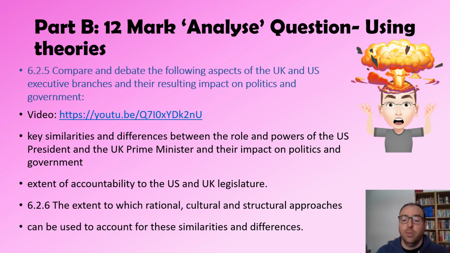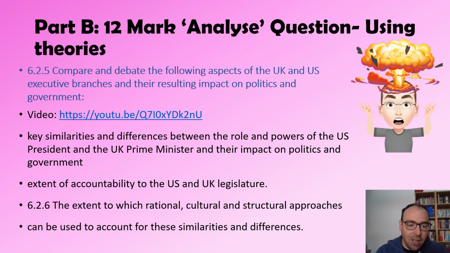Now, the second section, part B of the exam paper, will be another 12 marker. And this is the one where there is no choice. You have to do the 12 marker that they pick. Interestingly, there is only one of the sections of section 6 of the specification where this comes from, where they have picked out the bit on rational, cultural, and structural approaches, and it is this one here: compare the debate following aspects of US and UK executive branches and their resulting impact on politics and government.